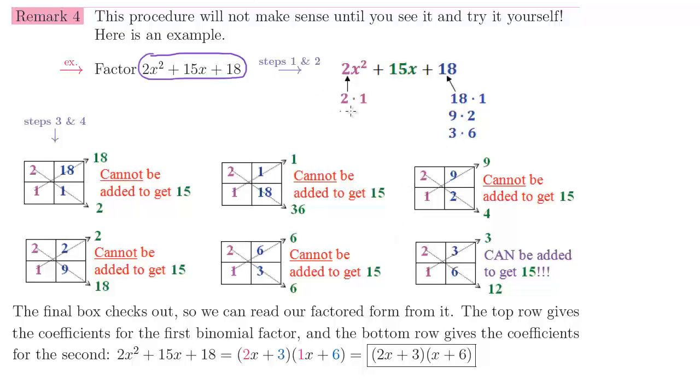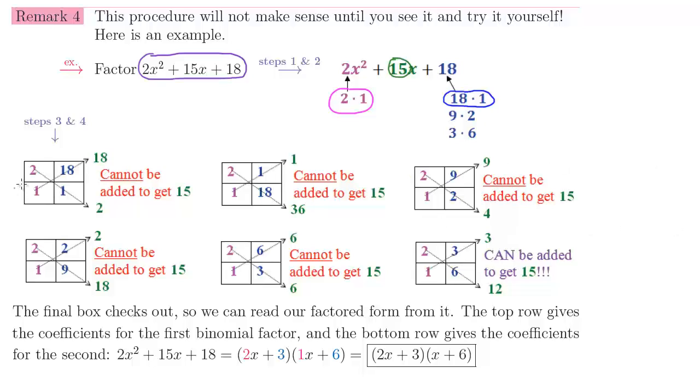Then, after you've broken down the a coefficient and the c coefficient, you have to figure out which combination of pairs of factors will give you the 15x in the middle when you re-FOIL. The quick way to figure that out is to use the boxes. You're going to take this pair of coefficients and put it in the first column of the box, and then you're going to pick one of these pairs, let's start with 18 and 1, and put it in the second column of the box.